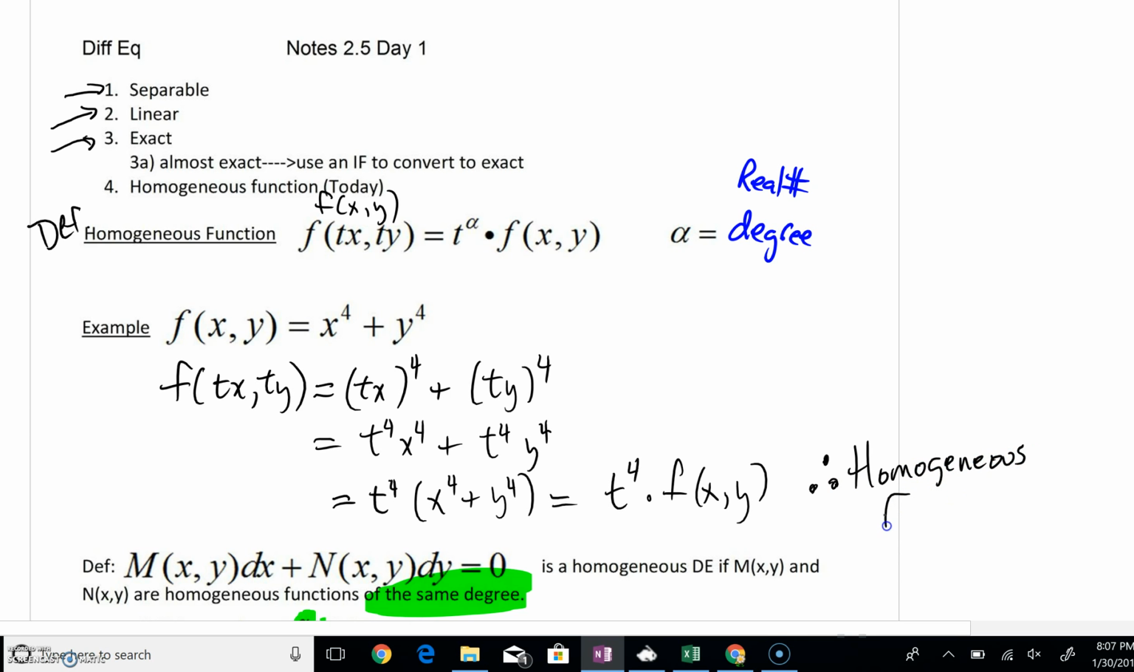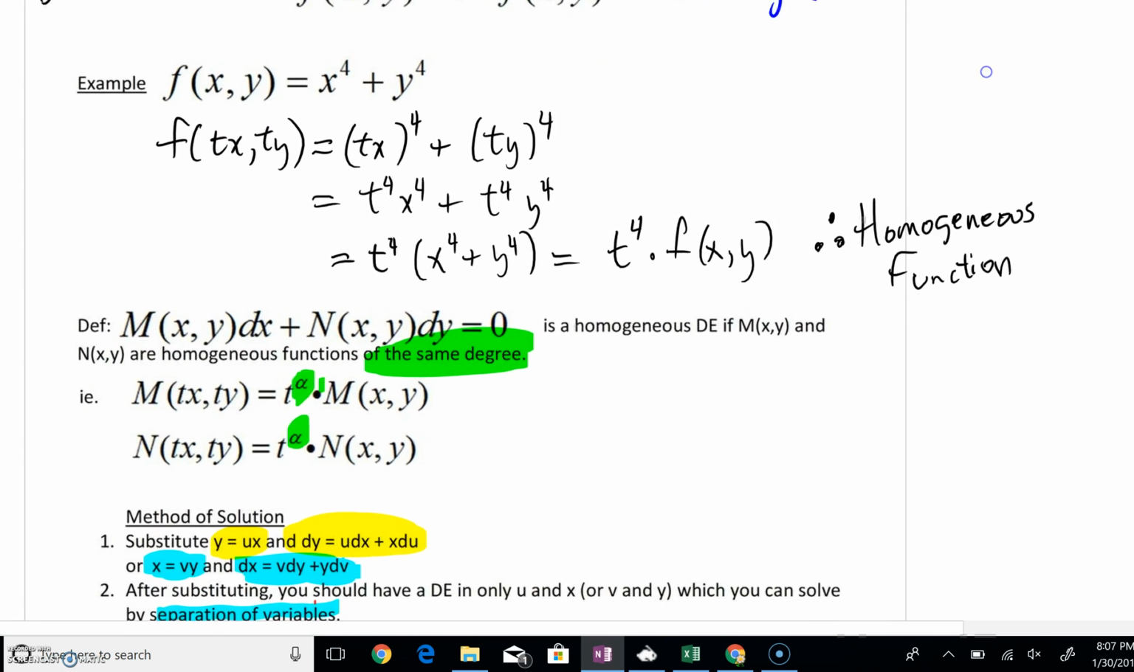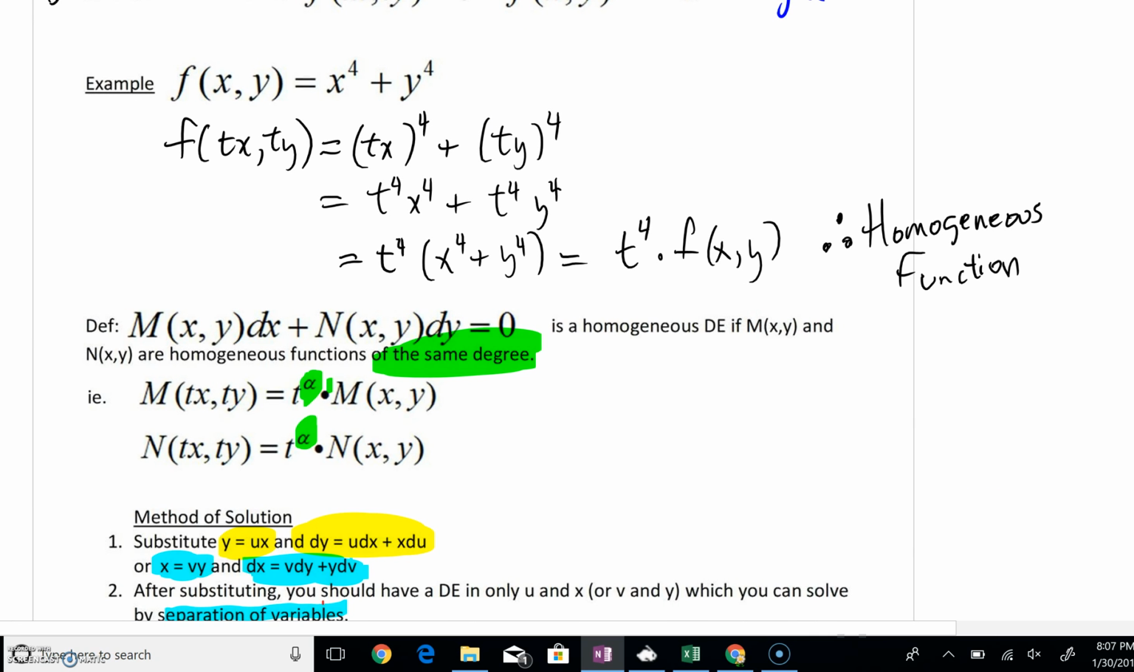Where we're going today is we're going to look at a differential equation. It's going to look so much like what we've been talking about lately. We've got M of x comma y dx and an N of x comma y times dy. It's equal to 0. This would be a homogeneous differential equation.